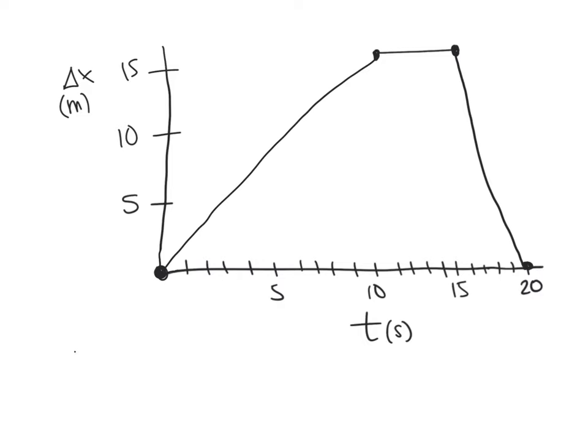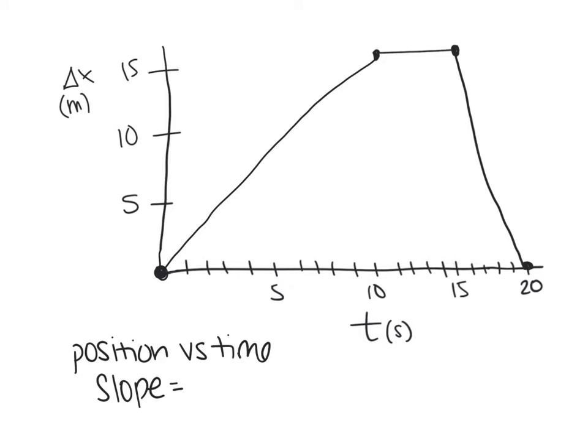What's delta x? Yeah, this is a position versus time graph. Delta x tells me my position, right? So I know that my slope on a graph like this is going to be rise over run, which is delta x over time, which is velocity. Good. If this was a distance time, my slope would be speed. If this was velocity time, my slope would be acceleration. Good.